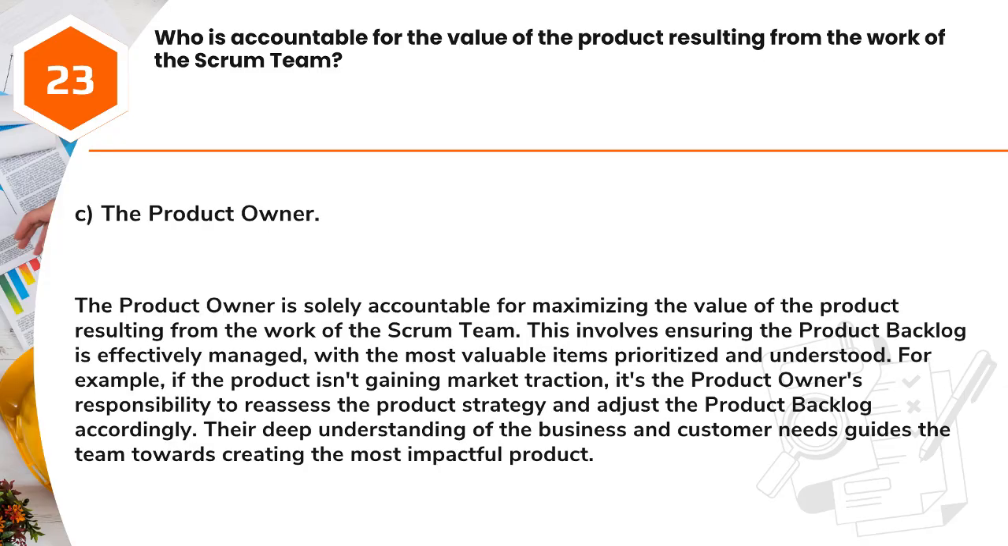Answer: C. The product owner. The product owner is solely accountable for maximizing the value of the product resulting from the work of the Scrum team. This involves ensuring the product backlog is effectively managed, with the most valuable items prioritized and understood. For example, if the product isn't gaining market traction, it's the product owner's responsibility to reassess the product strategy and adjust the product backlog accordingly. Their deep understanding of the business and customer needs guides the team towards creating the most impactful product.